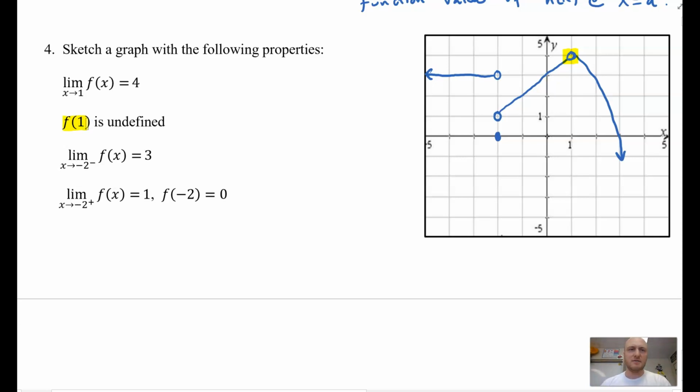That's kind of what I did first. Maybe I should label this graph too. This is y is equal to f of x. And then the second one, the limit as x approaches -2 from the left is equal to 3. Okay, and the limit of f of x as x approaches -2 from the right is 1, but the function value is 0.